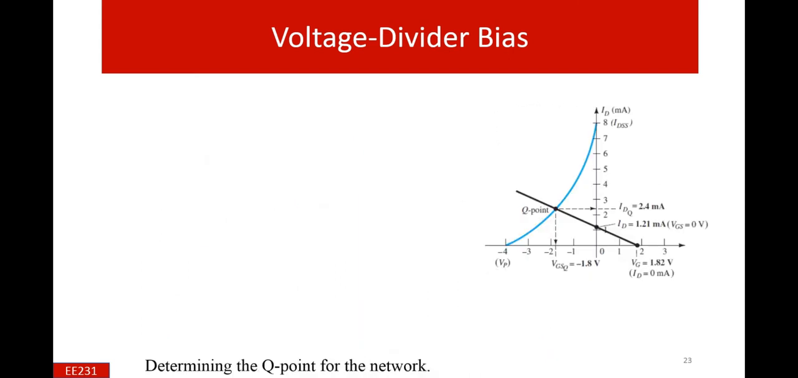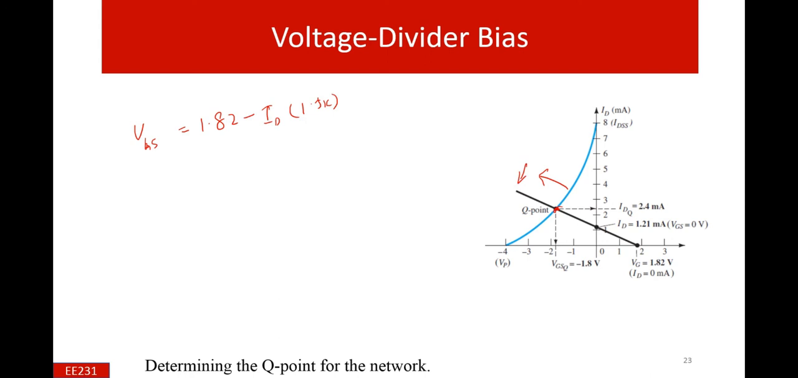So here we find these relations, which are very important. VGS is equal to 1.82 minus ID times the 1.5 kilo, and we can plot it for different values. So this is the behavior of the JFET, and this line represents the behavior of the load line.